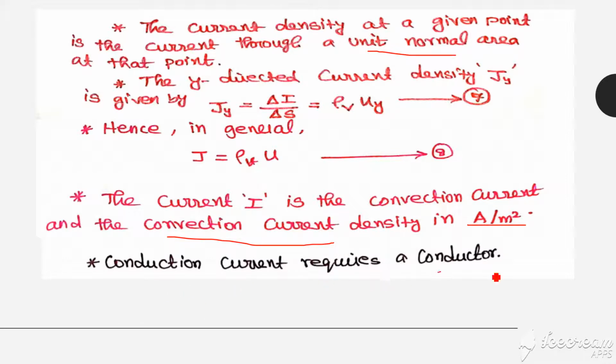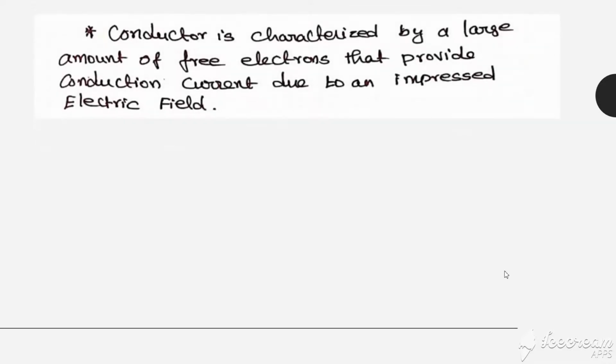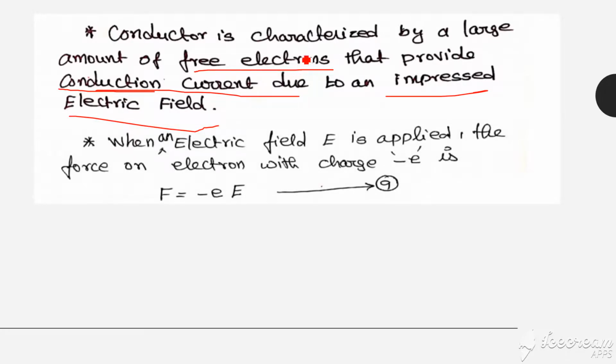Conduction current requires a conductor. Conductor is characterized by a large amount of free electrons that provide conduction current due to impressed electric field. Upon electric field applied, conduction current will flow. When an electric field E is applied, the force on the electron with charge minus e, then force is written as F is equal to minus e into E. This is equation number 9.